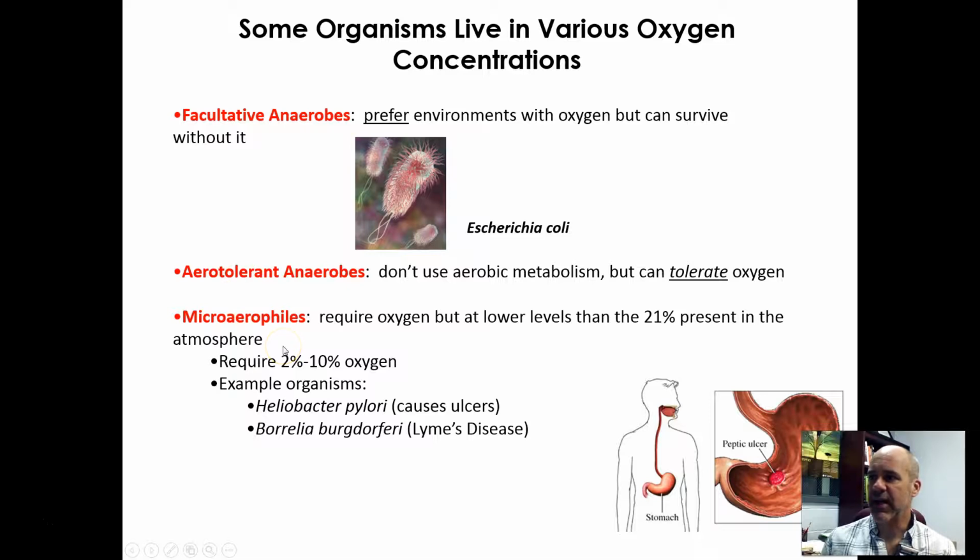Microaerophiles, you can figure out what that is based on the name. Micro means small, aero refers to oxygen gas, and phile means to love. So they love oxygen gas, but at low levels. In the atmosphere, 21% of the gases are oxygen gas. That's too much for a microaerophile. They need oxygen gas at levels around 2 to 10%. Some example pathogens: Helicobacter pylori.